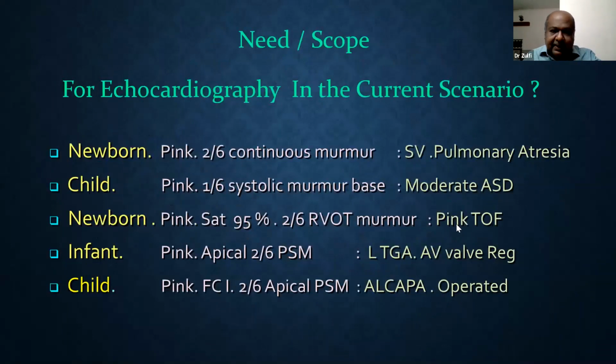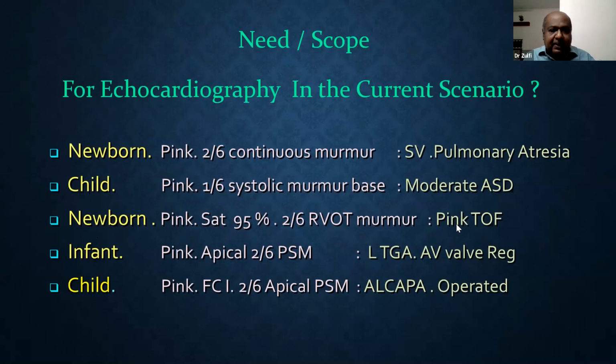But the other side is that these are all my experiences. You have a pink newborn with a 2/6 continuous murmur. What will you think of? You'll think of a PDA. The saturation is also 94-95. But echo showed a single ventricle with pulmonary atresia with a small PDA. So the PDA was the one supporting the circulation.